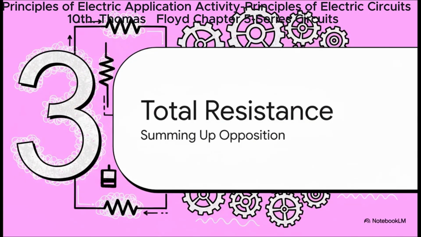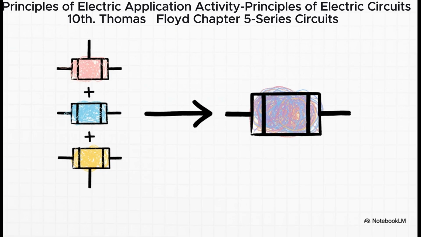Okay, so we know how they're connected. Now we've got to figure out what their combined effect is, right? I mean, each resistor is pushing back against the current a little bit. So what happens when you line them all up? What's the total opposition? Well, this is one of those things in electronics that's actually really easy. To find the total resistance, you just add them up. Seriously, that's it. The combined opposition is just the sum of all the individual resistances. As far as the voltage source is concerned, it doesn't see a bunch of separate resistors. It just sees one single equivalent resistor.